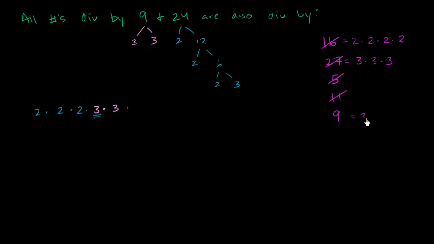9 is equal to 3 times 3. And actually, I just realized that this is a silly answer, because obviously all numbers divisible by 9 and 24 are also divisible by 9. So obviously 9 is going to work, but I shouldn't have made that a choice, because that's in the problem.